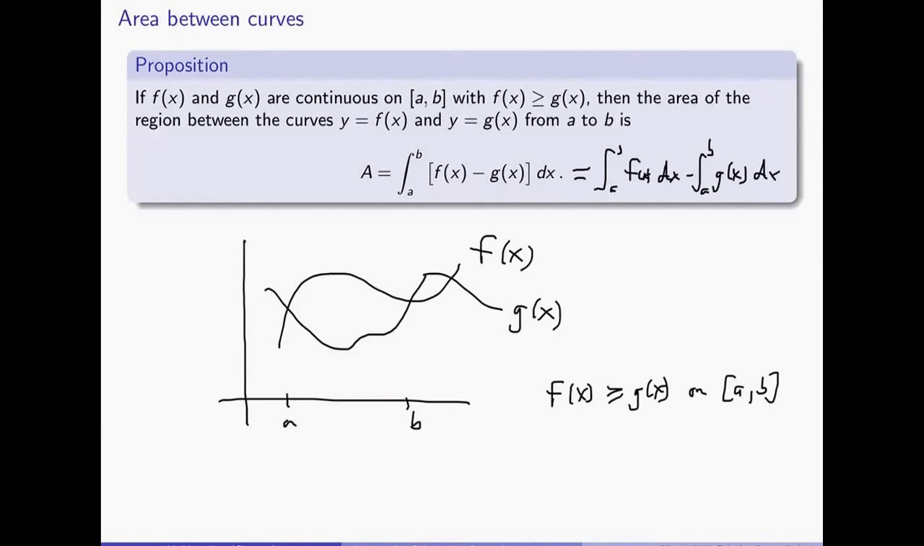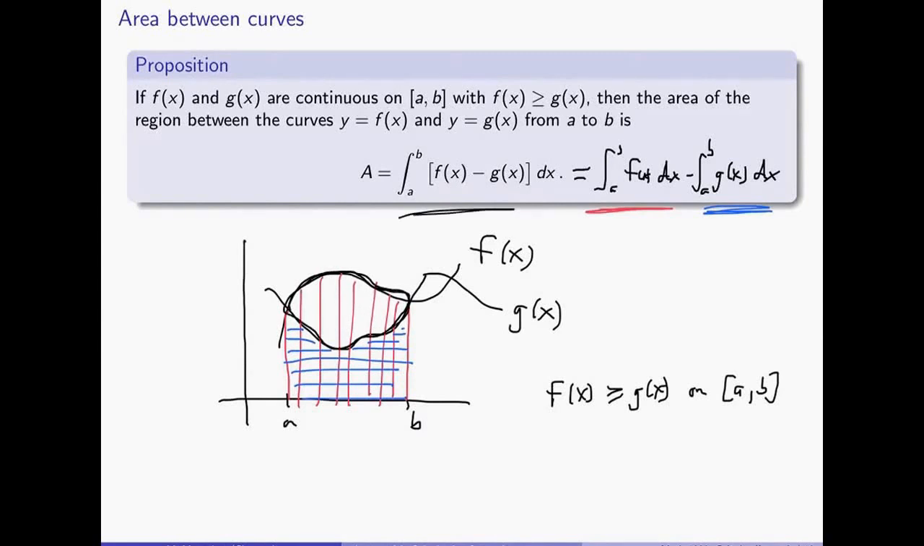And that's really why this works. Notice this first integral is just this area under f of x. And then this second integral, this blue one over here, is just the area right here. So the area that we're looking for is the difference of the red and the blue areas. That's why we have this formula. It should be fairly self-explanatory.